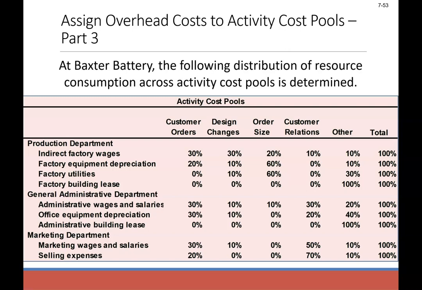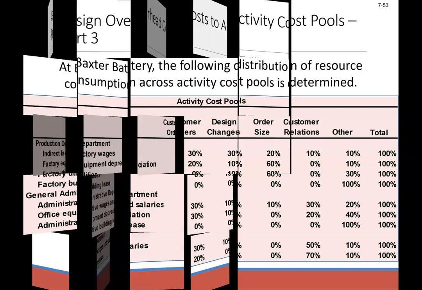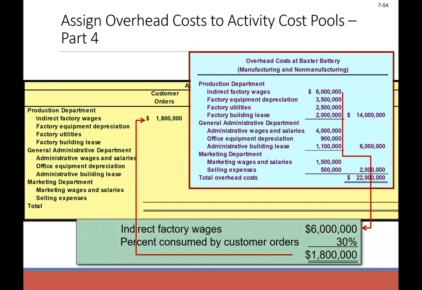So for the production department, we're looking at customer orders. We're looking at design changes, order size, customer relations, the other category. And people have to be able to figure out, for example, in indirect factory wages, what percent of those hours are spent with customer orders versus design changes versus order size, and so on. The same when we look at depreciation. The same when we look at general and administrative. We're going to look at administrative wages and salaries, and someone has to know what percent of time is spent on these different activity levels. And then the same with marketing, okay? So we basically then have to go and assign these costs to the various activity pools.